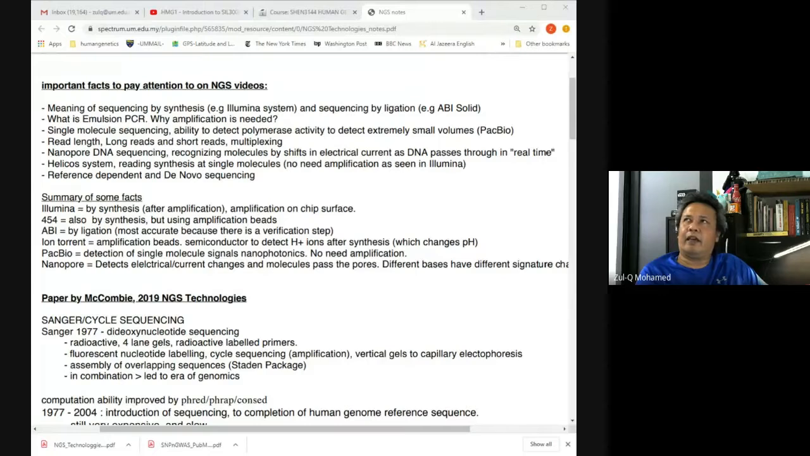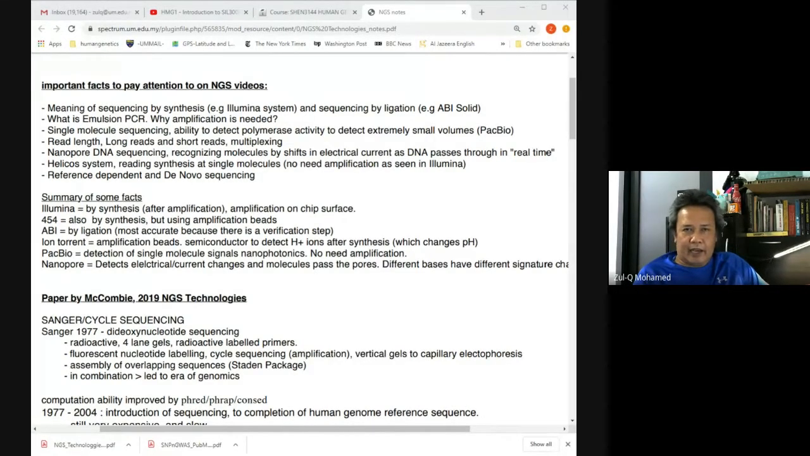The marketing advantage for that system, if I'm not mistaken, is the throughput. The term throughput means how much you can sequence in a day, or in 1 hour. So the more sequence you can generate, the higher the throughput. And then you have PacBio and Nanopore. These are sequencing by detection of single molecule signals.